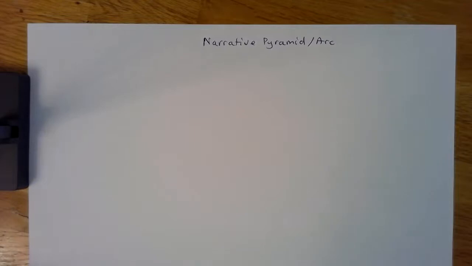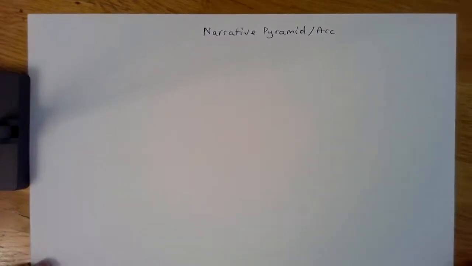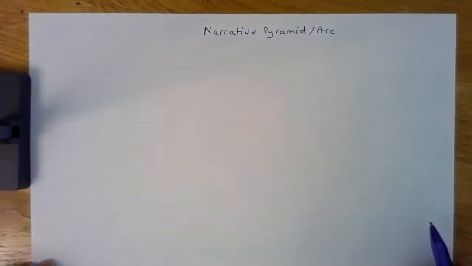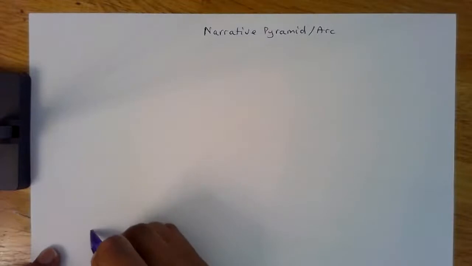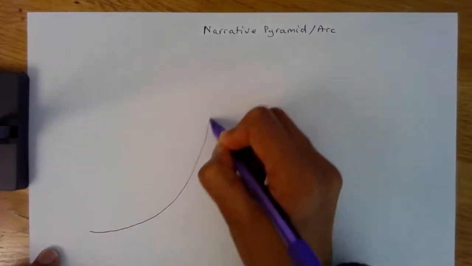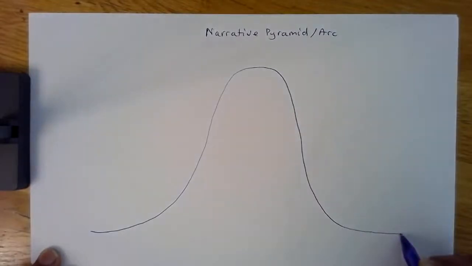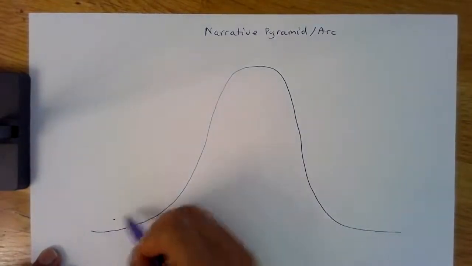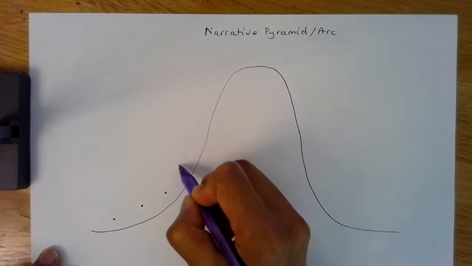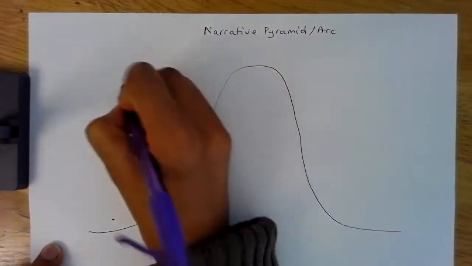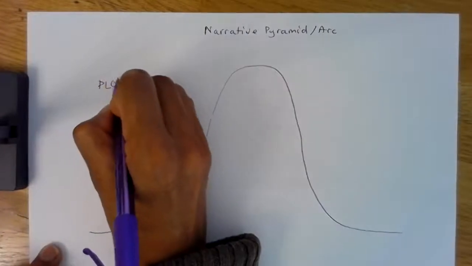I'm going to demonstrate a typical narrative structure. It's also known as the narrative pyramid or a narrative arc. So let's draw it first. So it looks like an arc or a pyramid. Okay, so the sequence of events that happen within a story or the narrative, these are known as the plot.